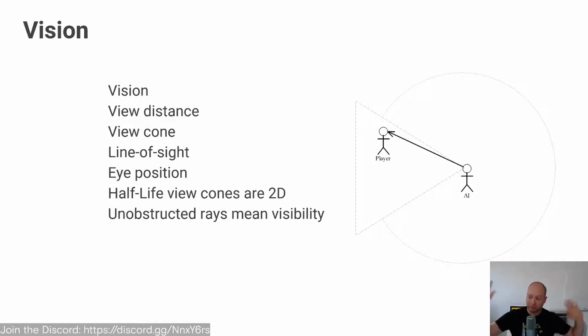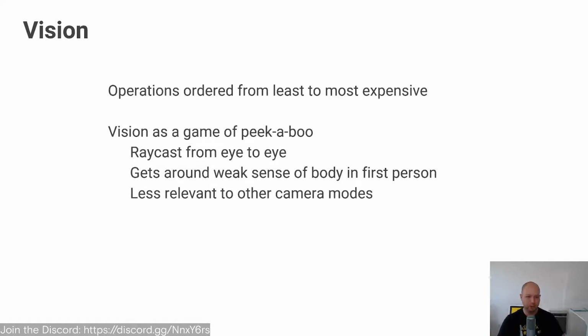If you can raycast outside of the view cone, so actually frustum culling can be a first stage for AI, much like you do for graphics, because you can say, well, I don't even care about objects outside of my view cone. And so now you can raycast to a significantly smaller number of objects. The operations tend to be ordered from least to most expensive. This is very similar to collision detection, if you are familiar with that. Vision is essentially collision detection, except you're raycasting.